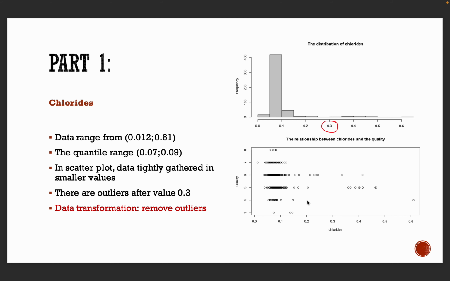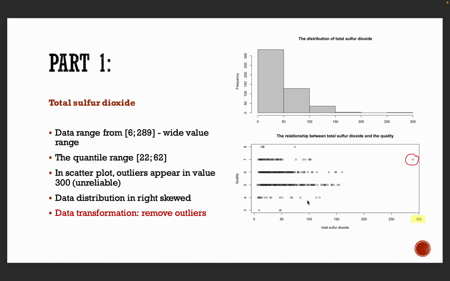The next two data columns have some significant values. In chlorides, data is strongly gathered between 0.05 and 0.1. In total sulfur dioxide, there is an outstanding value at the 300 mark. It makes the data have a wide range and become unreliable.